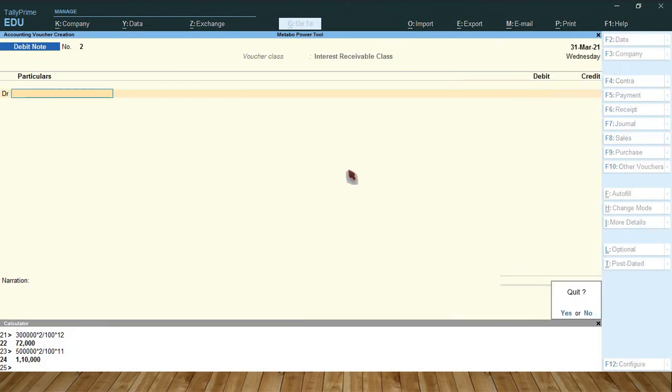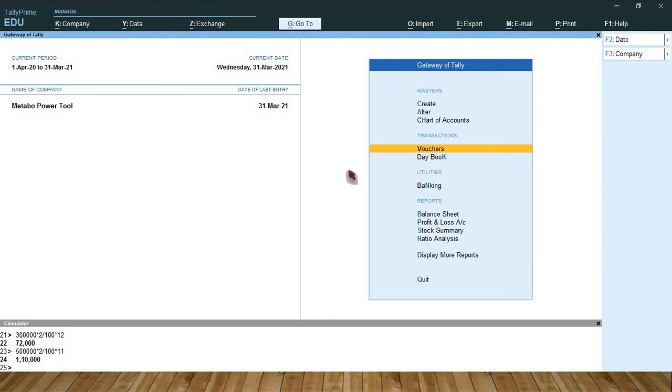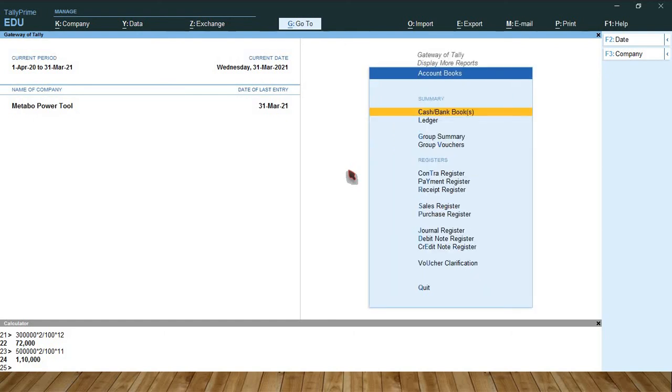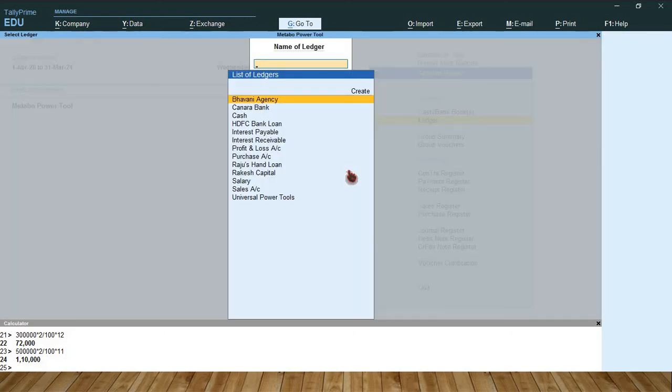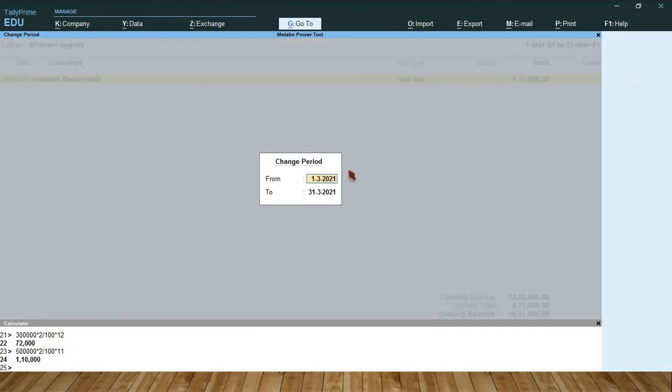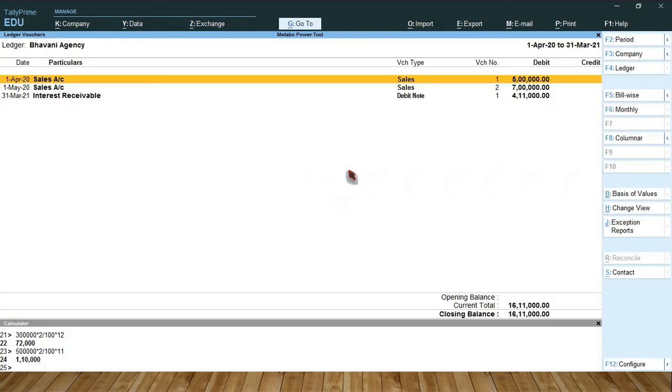Accept. So now check the effect on ledger account. So display more reports. Select accounts book or statement of accounts, whatever it is, or otherwise go to accounts book. Select ledger. So select Bhavani Agency. Alt F2, change the period, 1/4. See here, including interest the amount is totally 16,11,000. So earlier it was showing 12 lakh. So now including interest it is showing 16,11,000.